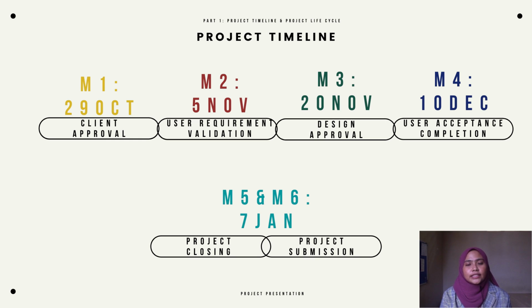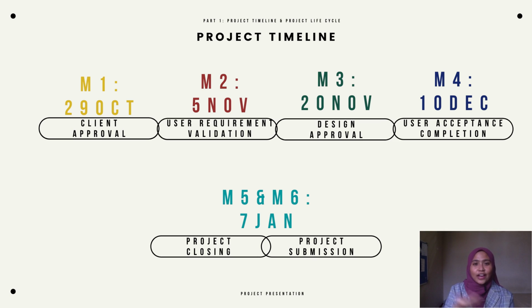And the third milestone is design approval. In this stage, I do a mock-up of the website and then send the design to the client. The fourth milestone is user acceptance completion. After finishing the design, I proceed to create the website and give it to the client to test. After the test is successful, I have the user test script.